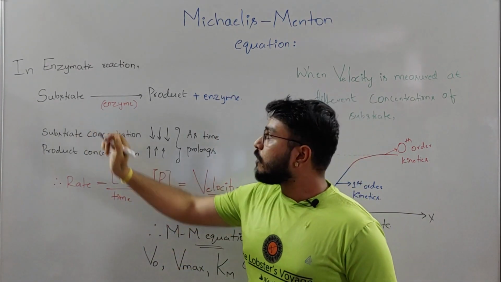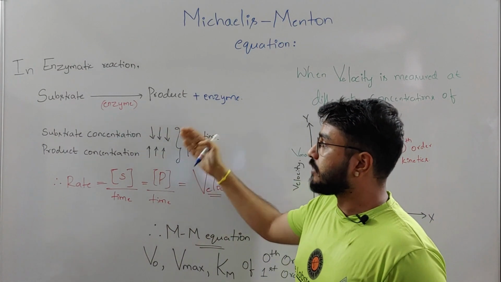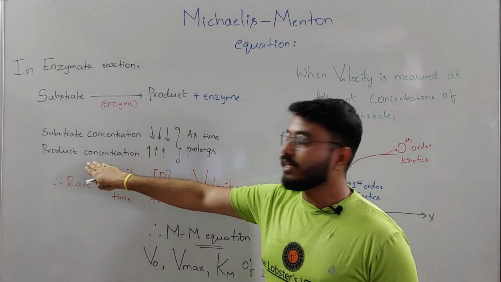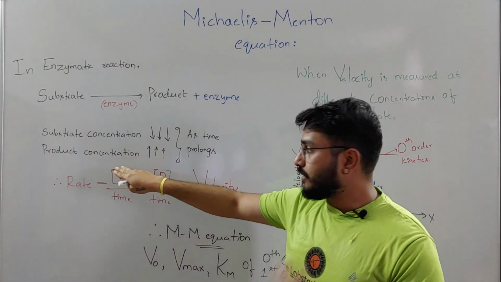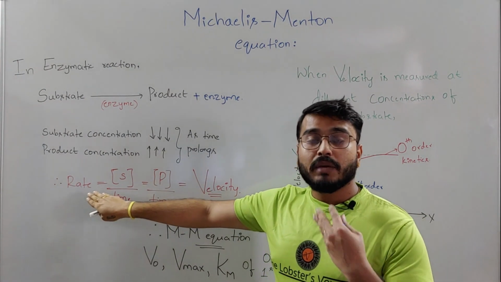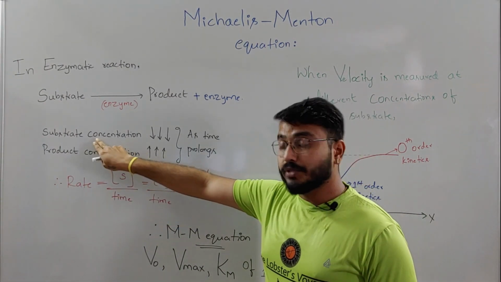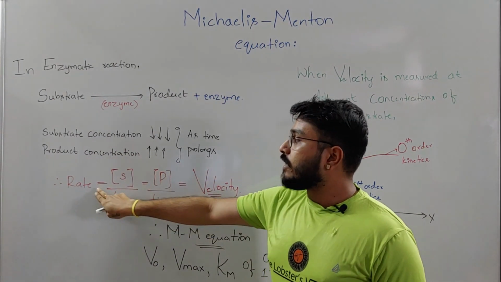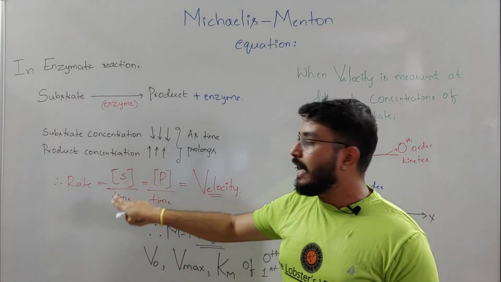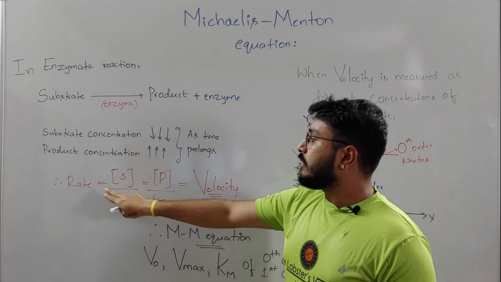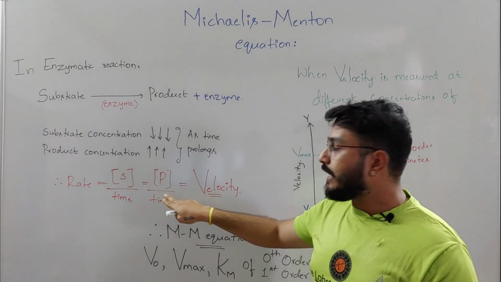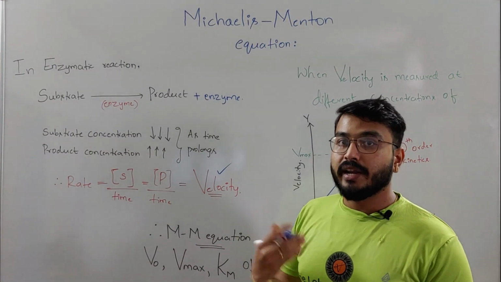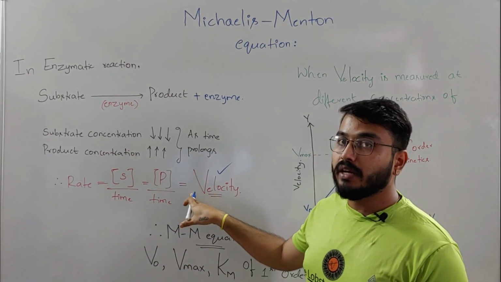When you look at the concentration of the substrate molecule, as the reaction progresses or as the time prolongs, the substrate concentration gradually decreases, but the product concentration gradually increases. And when you want to calculate the rate of chemical reaction, either you can take the substrate concentration into account or the product concentration into account, wherein the rate is the concentration of substrate at any given point of time, or the rate is the concentration of the product at any given time. That in turn defines the velocity of the chemical reaction. Rate in other terms is nothing but velocity of the chemical reaction.